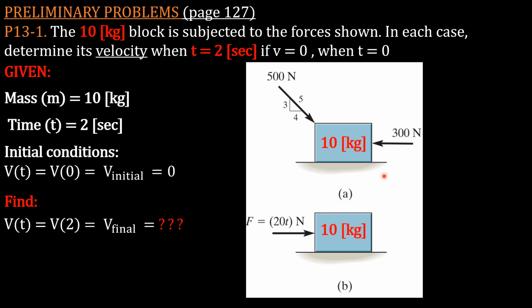Both of them have the same block of mass, 10 kilogram. And this 500 and this 300 are external, unbalanced forces acting on the block, causing the block to move. These 500 and 300 are constant forces. But in case B, this external force is a variable force, a function of time. So when you have constant force, you have constant acceleration. When you have variable force, then you have variable acceleration.